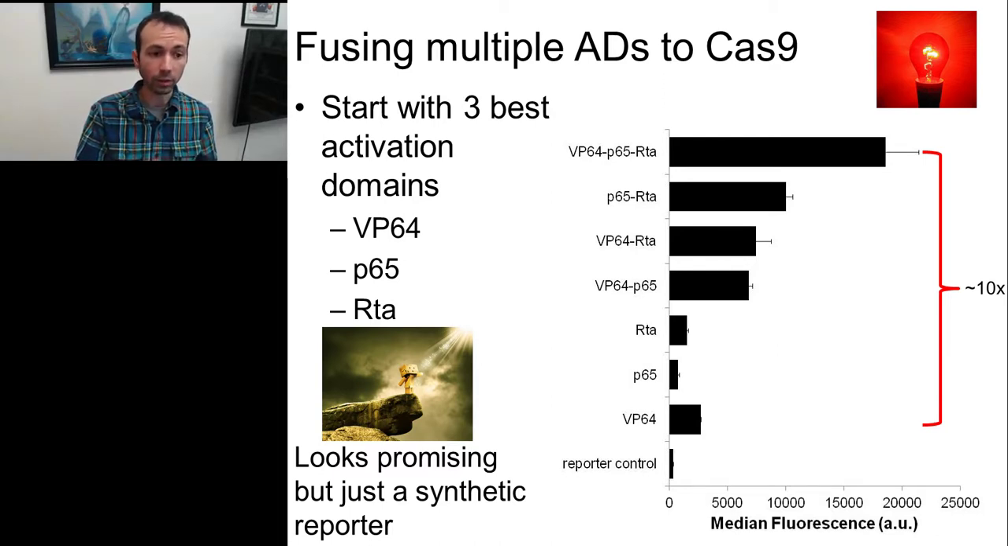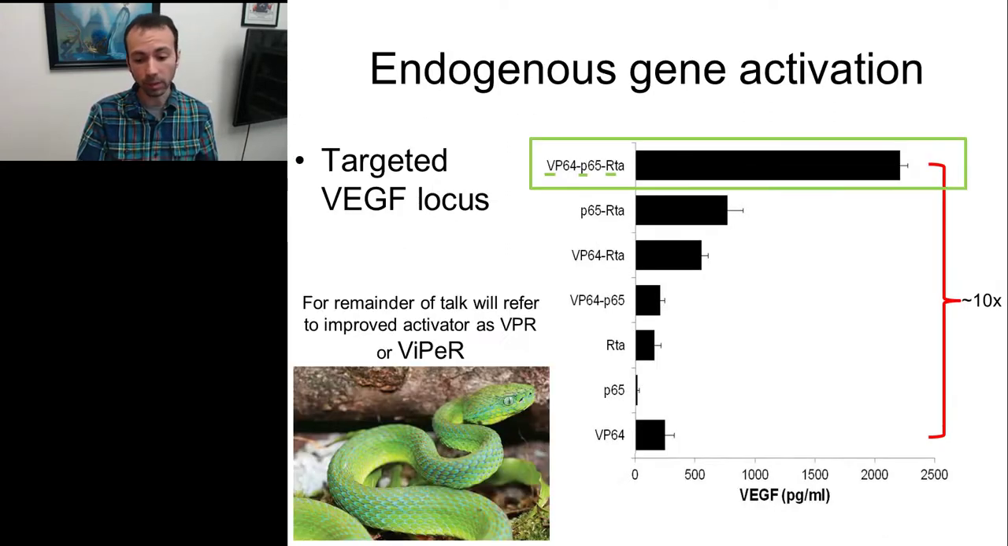So we wanted to see what this looked like for endogenous genes. For our endogenous target, we decided to use VEGF. And so we once again repeated the same experiment. This time I'm going to quantify for you VEGF induction on the x-axis. And once again, the single fusions were able to turn a little bit of VEGF on. The double fusions were even better. The triple fusion was rather good.